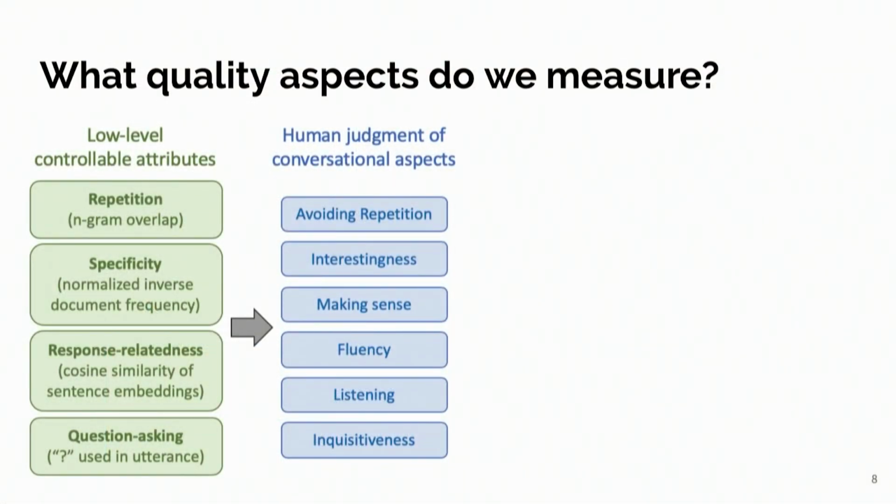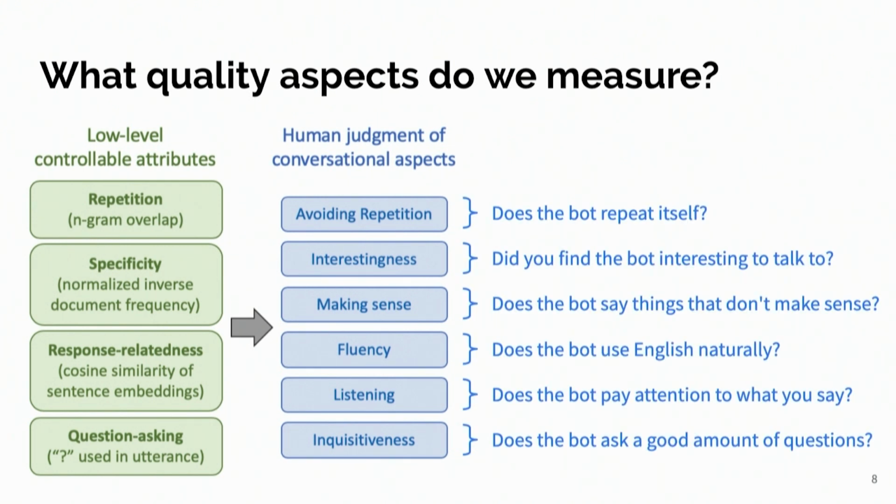So we're controlling these attributes of the text, and then we're also asking humans, Turkers, what they thought of the conversation. We do a pretty fine-grained evaluation here, and we ask them about six aspects of conversation. So we ask about some pretty obvious stuff, like did the bot repeat itself? That's something which we can try to measure automatically, but there's some more subtle types of repetition that aren't as easily measured. Did you find it interesting to talk to? Did it make sense? Did the bot use English naturally?